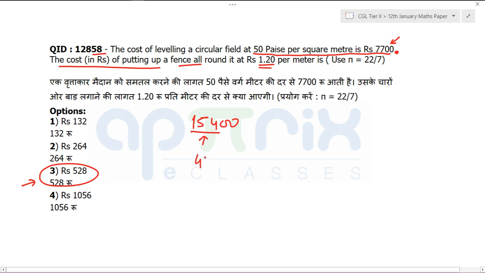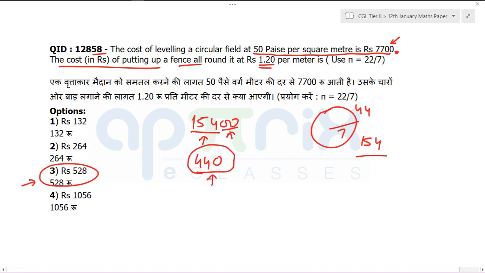Once I looked at this value for the circular field, this is a known circle. 154 gives me a perimeter of 44. 15400 will give me a perimeter of 440. Standard circle, if you all remember: radius 7, perimeter 44, area 154. Here it is 15400, multiplied by 100, or you can say the scale factor is 10. Every length component will become 10 times. That means this is the perimeter.